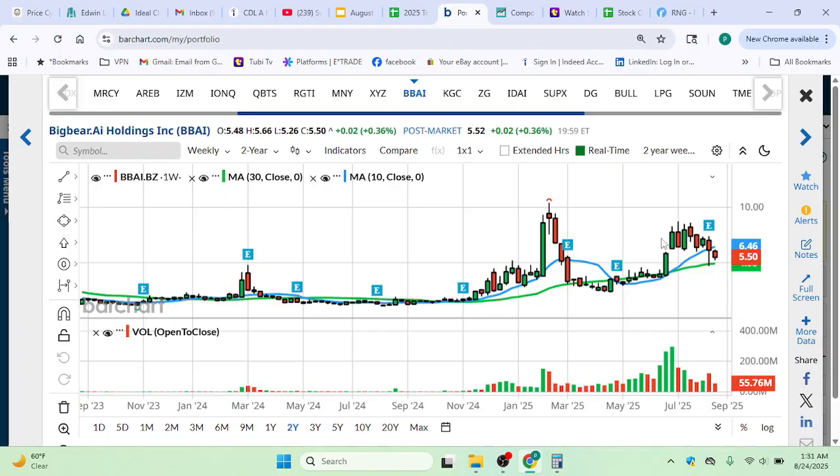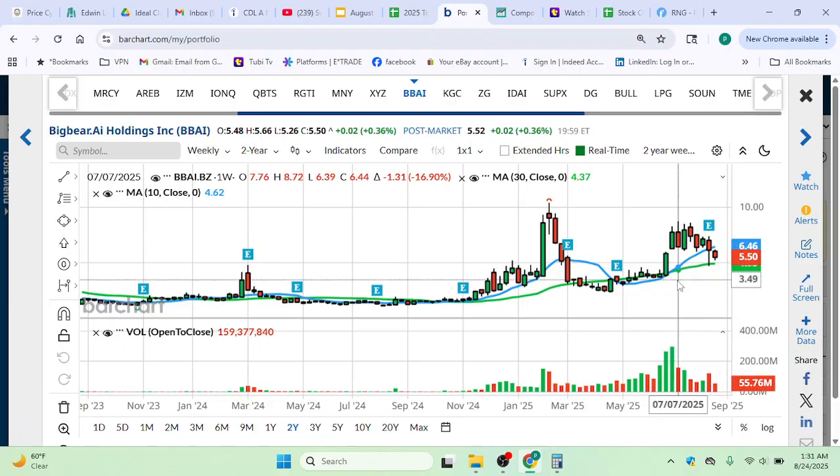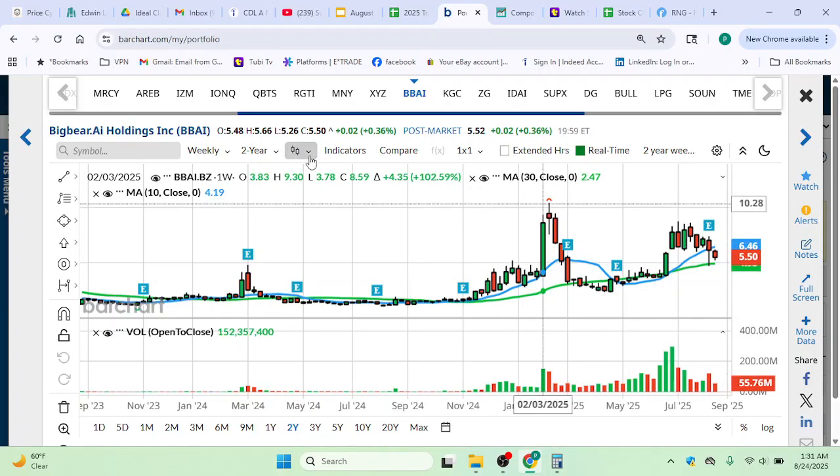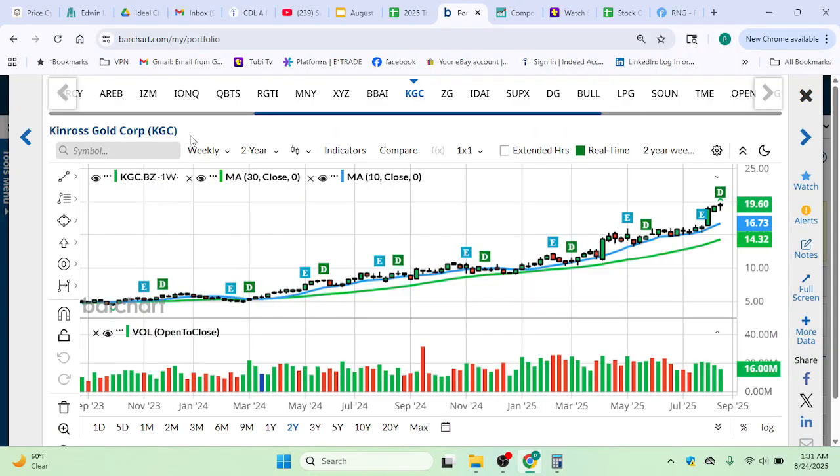AI, another theme, recently has been selling off, but here's one to watch for a potential idea. BBAI stands for Big Bear AI Holdings. Here's a gold company I own, Kinross Gold.